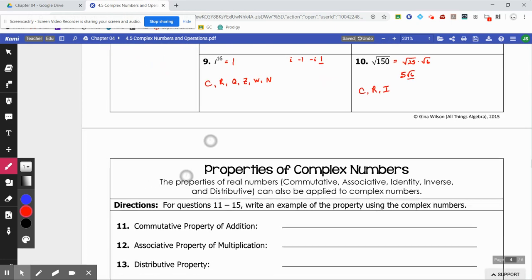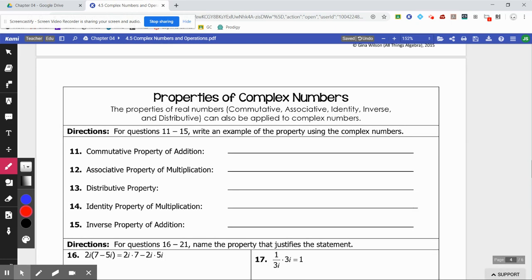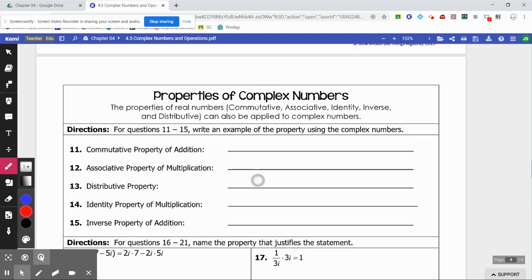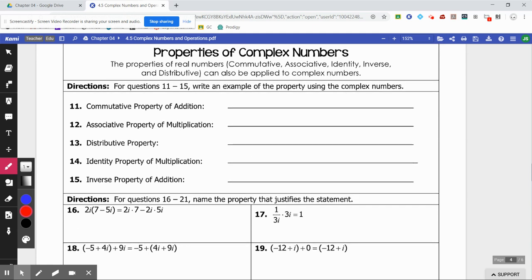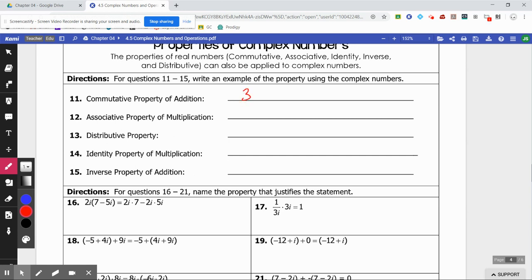Okay, next up, let's talk about the properties of complex numbers. The properties of real numbers, commutative, associative, identity, inverse, and distributive, also apply to complex numbers. For questions 11 through 15, write an example of the property using complex numbers. First off, commutative property. Commutative property says that things can be added in any order. An example of that property, 3 plus 4i is a complex number, and that's going to be the same thing as 4i plus 3. It doesn't matter the order you write it in.